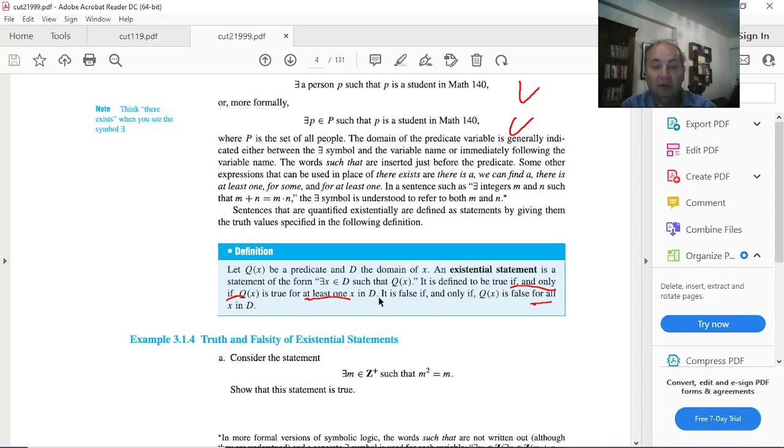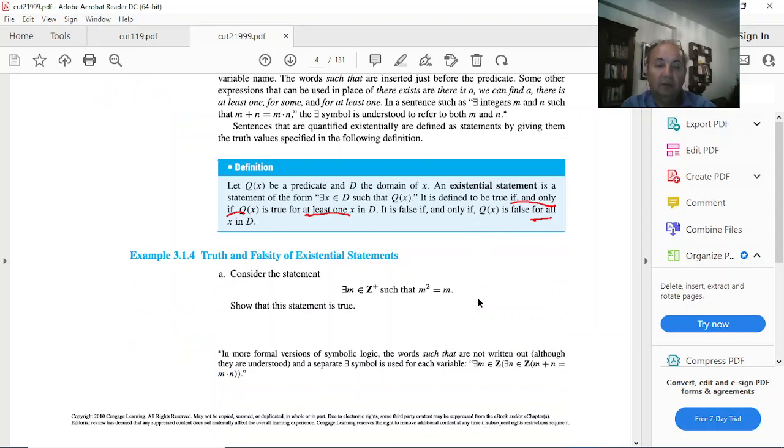Because it is existential, not universal, it is the opposite of the universal. For an existential statement, only one is enough, and only one needs to satisfy it. But if you couldn't find that one, the existence of one point, then you will get false in this statement.